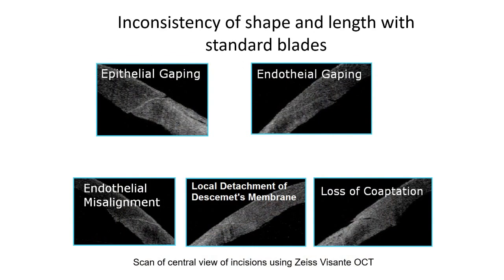Let's have a look now at some of the inconsistency of shape and length you can get with standard blades. You can get epithelial gaping, endothelial misalignment, local detachment of Descemet's membrane, and the most important is a loss of coaptation where the wound really hasn't sealed properly at all. And all of these are essentially due to the fact that the construction of the incision has been faulty. Different blade configurations and materials produce different incisions, as we'll see in a moment.